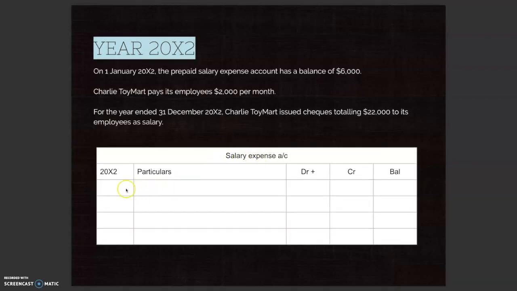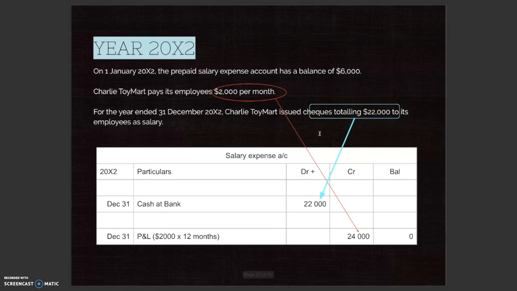Here is the part where we will start the ledger with an opening entry if there has been a prepaid or accrued amount from the previous year. Starting with what we have learned, we must record the amount paid and the amount incurred. In this case, 2,000 times 12 is the amount that we have incurred, and this year we only paid 22K. So these will be the two pieces of information that we are able to input.